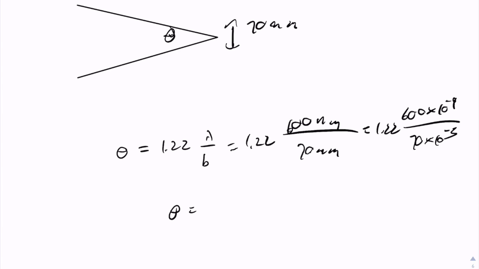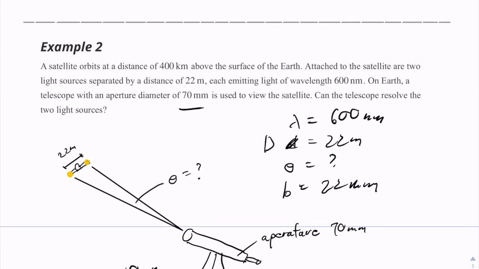So 1.22 times 600 times 10 to the negative 9 divided by 0.007. So we're looking at 1.04 times 10 to the negative 4. This is in radians. And so can the telescope resolve this or not?